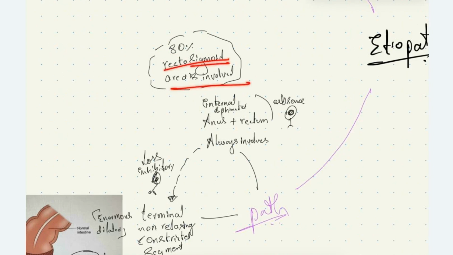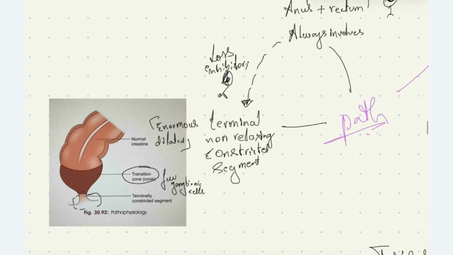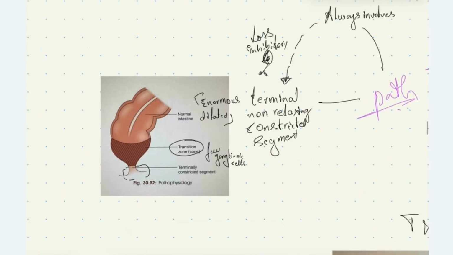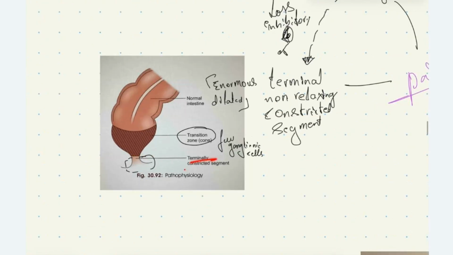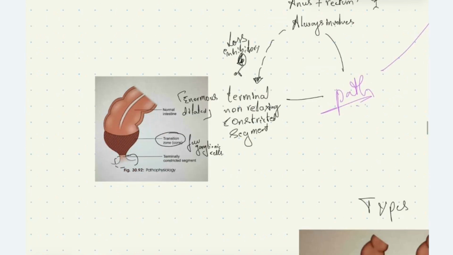Since there is loss of inhibitory ganglionic cells, there is constriction of the involved terminal part, a terminally constricted segment, followed by a transitional zone where only a few ganglionic cells are present, so the transitional zone will be cone shaped. Then the proximal normal intestine will be distended due to obstruction at the level of the diseased segment. So this is about pathophysiology.